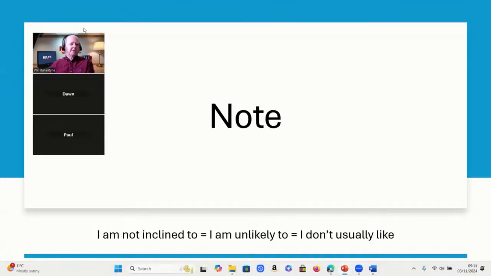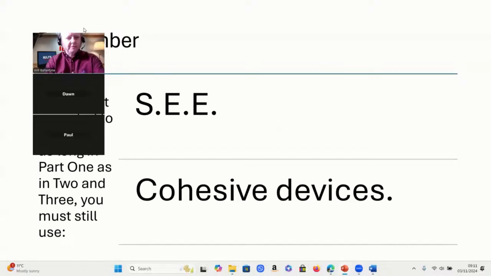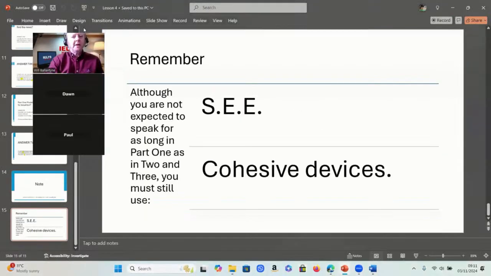So when we're answering these part one questions, we don't want to say I like or I don't like all the time. We want to try and say other phrases that sound like better vocabulary. And so I'm not inclined to, and I'm unlikely to. So these are good instead of, you cannot say them all the time, but it helps. So that's what we looked at when we were looking just a little bit at part one. Then I gave you homework, right? So that was what we looked at.